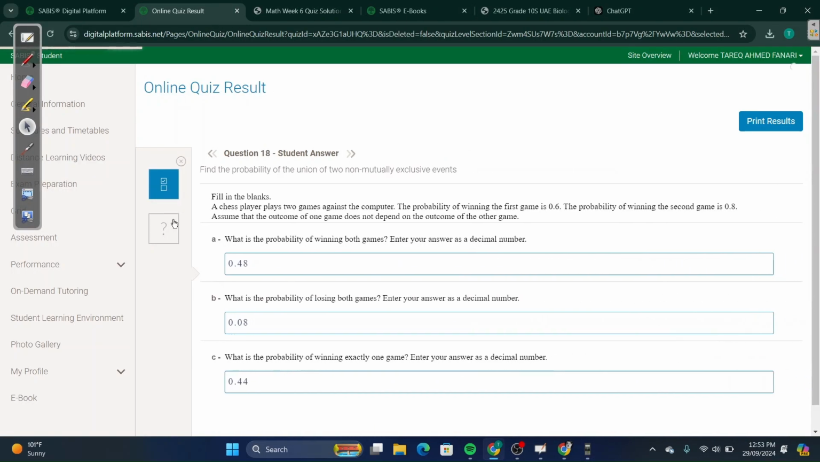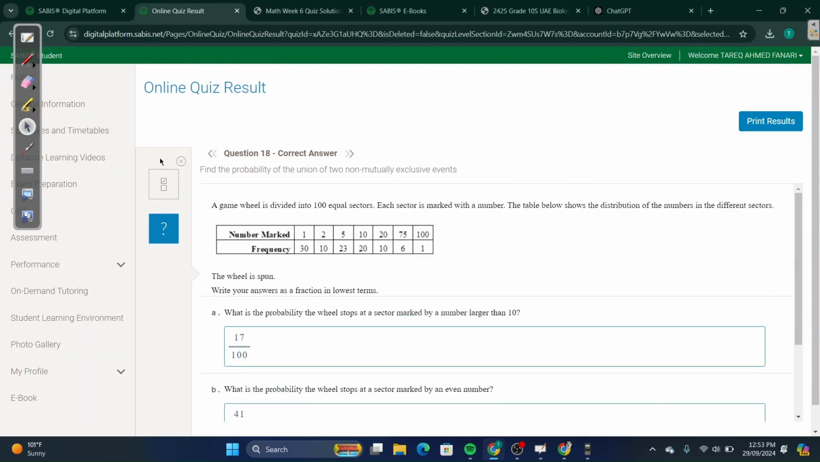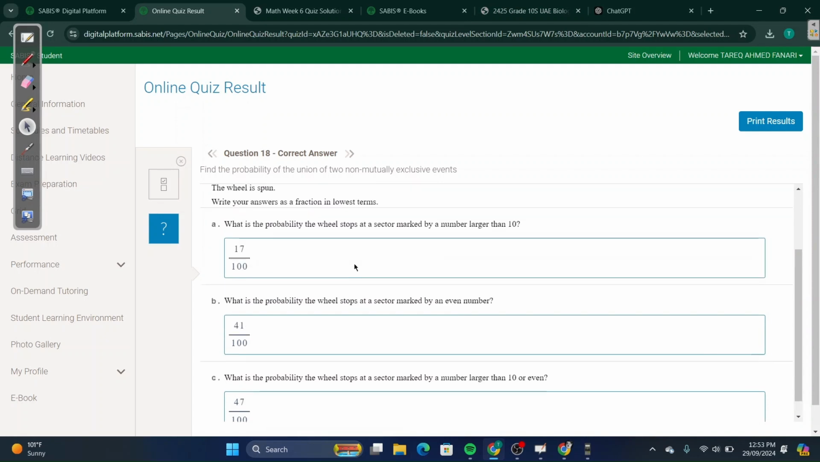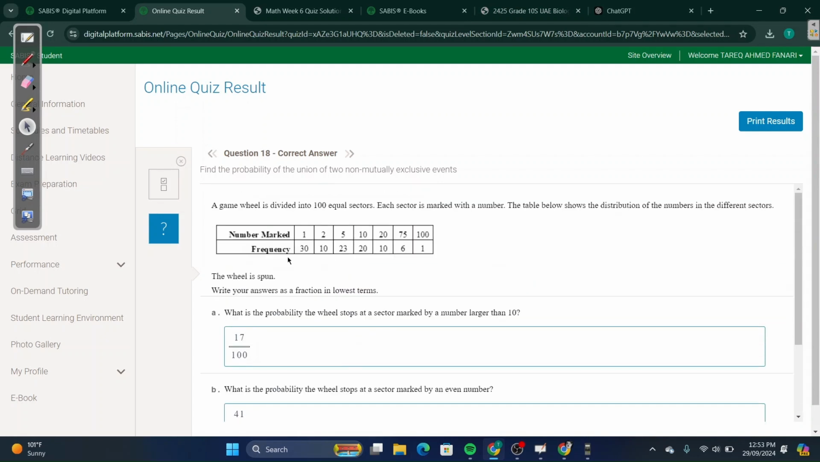Okay, question 18 is going to get annoying extremely quickly, so I need you guys to focus with me on this. The wheel is spun. This has sectors. Basically, add these all up together. You're going to get 30 plus 10, which is 40, plus 23, which is going to be 63, plus 20, plus 10, plus 6, plus 1, which is going to be 100. You could do this on a calculator, but this is easy mental math. I just did it on a calculator right now, Joel, just to make sure.